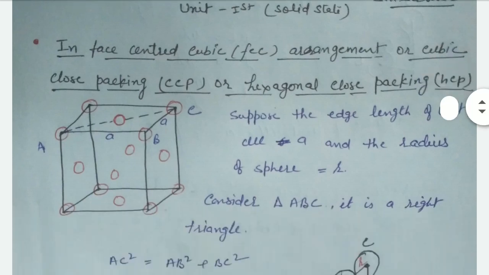In FCC arrangement, the 8 spheres are present at the corners, those are indicated in the figure, and 6 are at the faces. The total number of spheres in FCC is 4, 3 at the faces and 1 at the corner.